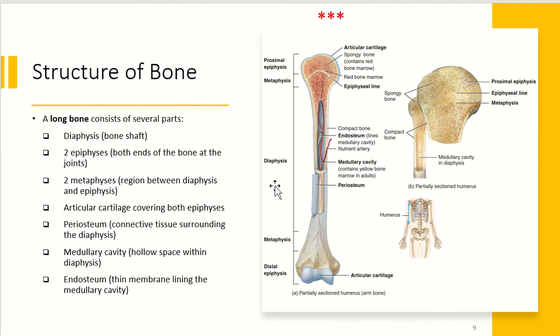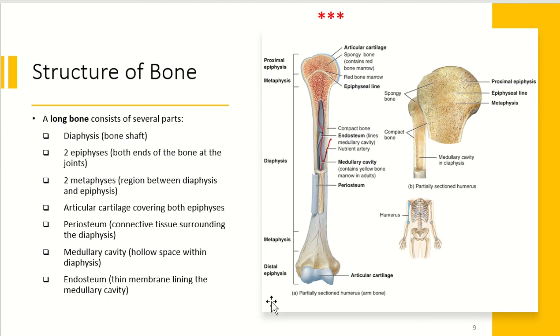And then on either end of that, we're going to have the epiphysis. This is going to be on both ends of the bone, and this is where that bone is going to articulate with another bone. They're going to be at those joints. And then we have the metaphysis, which is going to be between the epiphysis and the diaphysis in this middle bit. This is the region between the epiphysis and the diaphysis.